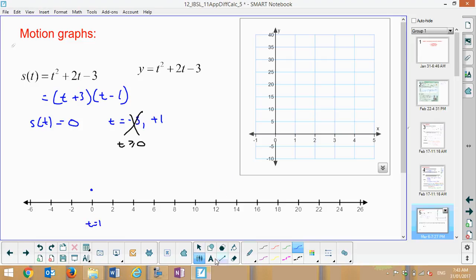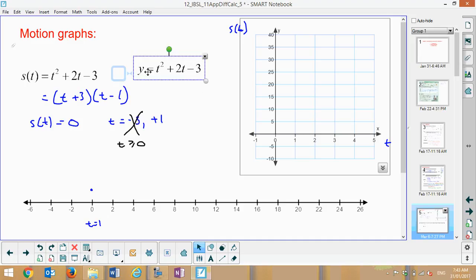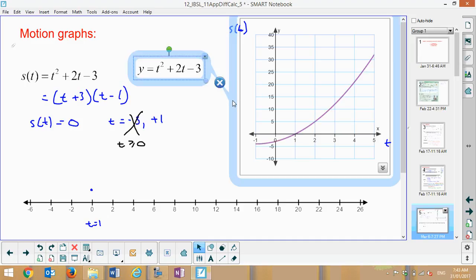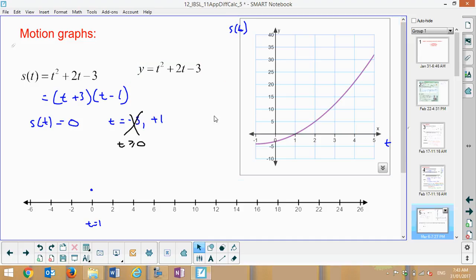If we plot this, let me go back and label our axes. If this is our time and up here is our displacement, then we can plot that and have a look at it. So here we go. This is what it looks like with our time and displacement. There we are at 1, it's at 0. So this is how far it is from the origin.